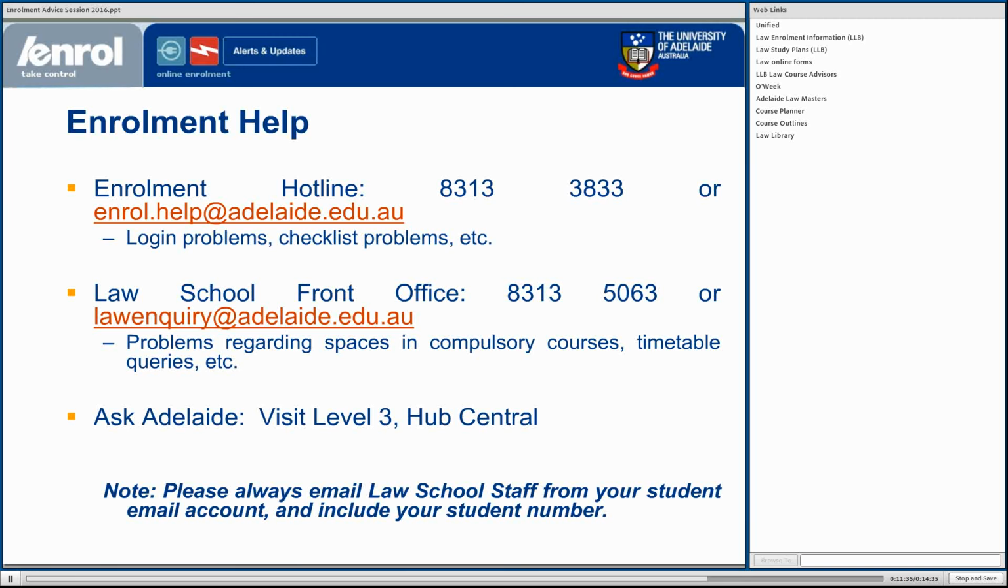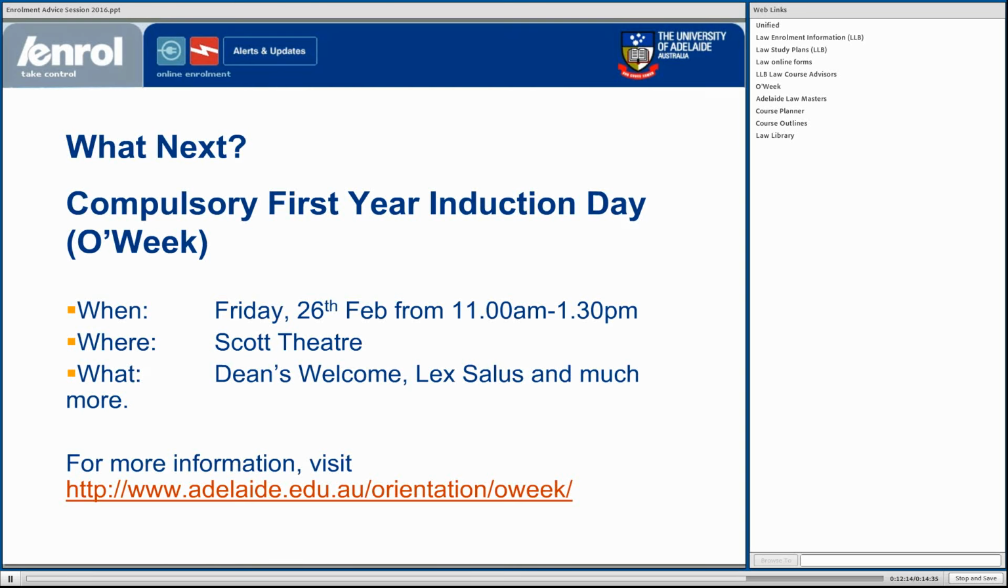If you have any troubles during enrolments, there's an enrolment hotline. For general information, if it's not law school specific or law course specific, then we suggest you contact the enrolment hotline. If it is law specific, if you can't enroll in a compulsory course or you're not sure about a timetable issue that you may be having, then by all means contact us during that time. Or alternatively, you can go to Ask Adelaide, which is in Hub Central. Make sure when you contact any of those services that you've got your student ID number ready so that we can make sure that we are accessing the right information.